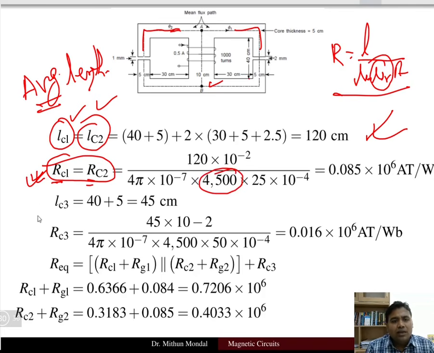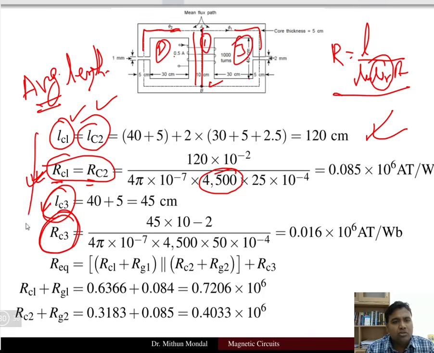And then the length of C3, that is the third part, is this part of the length that you have to take. Finally you have to find the reluctance RC3. Since you have three parts, 1, 2 and 3, the numbering I have given may interchange based on the solution. So this can be 1 or this can be 2. Just find the reluctance for the three parts by finding the mean length of the three paths.